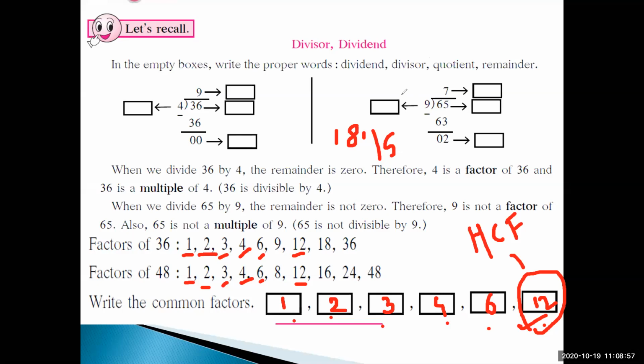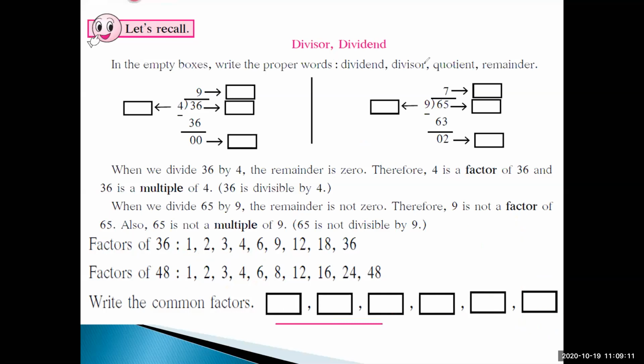Many of the students have given me the right answer. Just check whether the answer is correct or wrong. So let me share my whiteboard with you so that we'll get the answer correctly. 18 and 15. First clear the concept of HCF and then we will move to LCM. So my question was, find the highest common factor of 18 and 15, right?